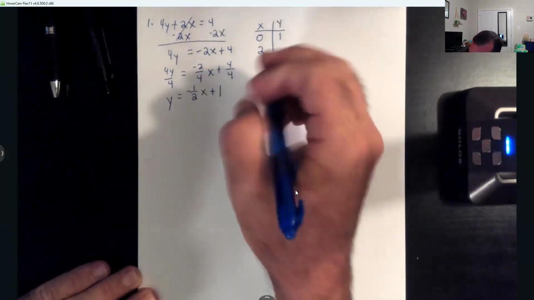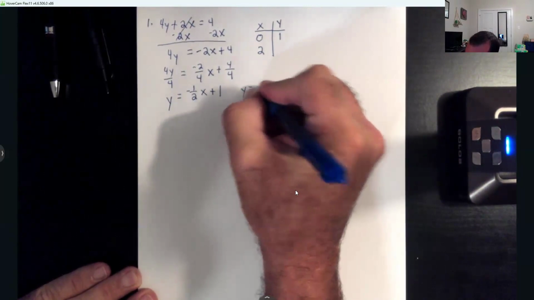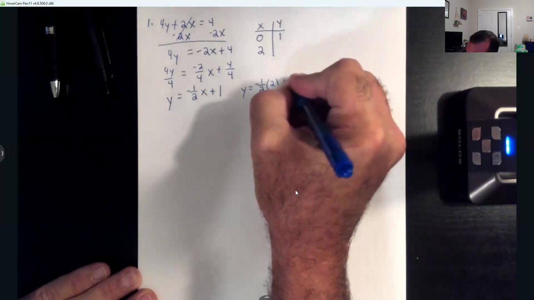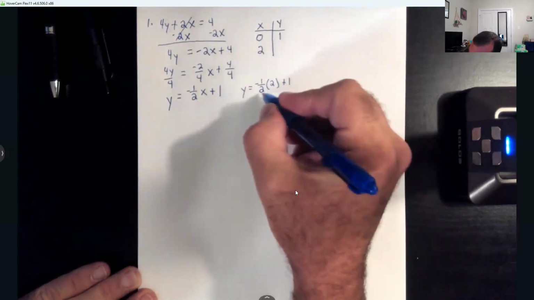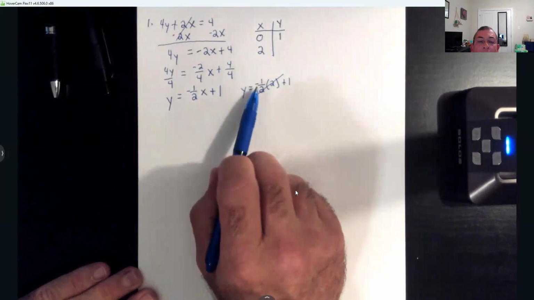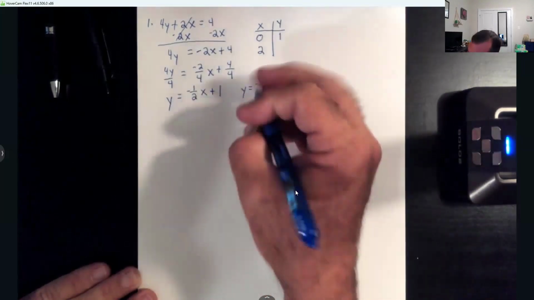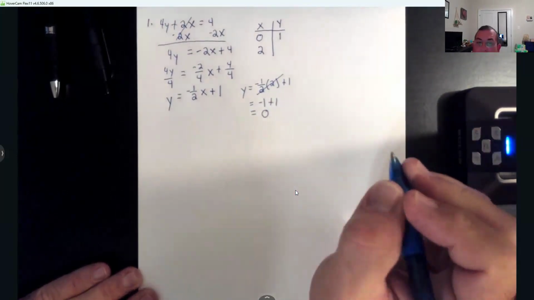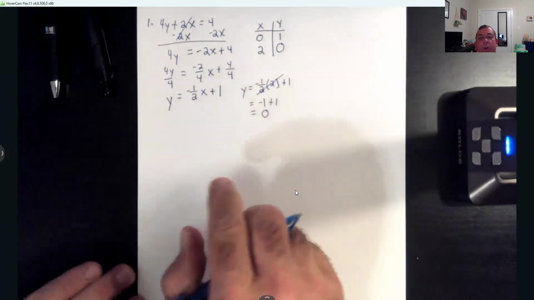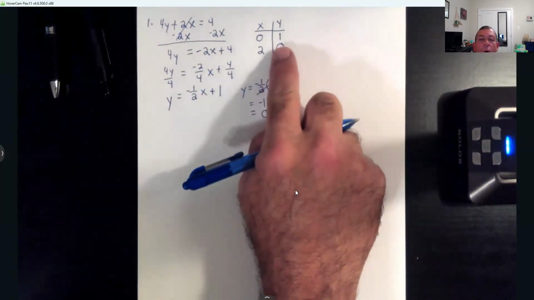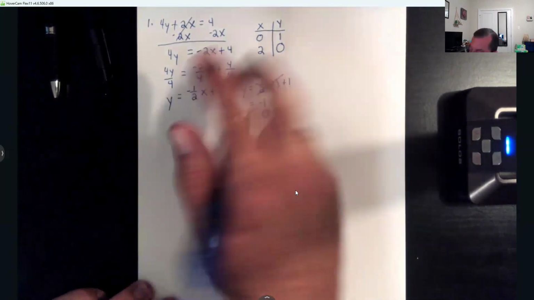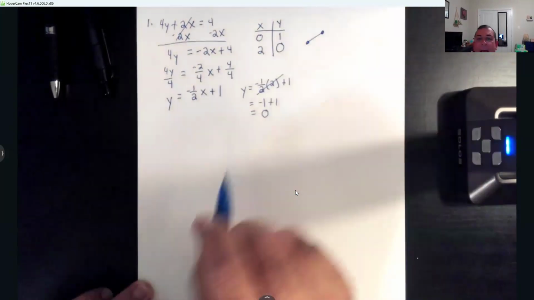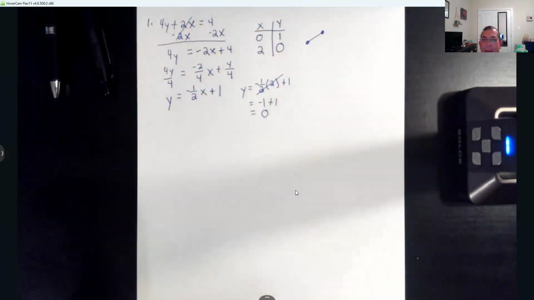Then I'm going to put my 2 in. And I'll actually show you what's happening when I put the 2 in. So I got negative 1/2 times 2 plus 1. Well, the reason I chose the 2 is because those will cancel. And I'm left with a negative 1 plus 1, which will give me 0. So the 2 points I'm going to plot in MATLAB are 0, 1, and 2, 0. Number 1, this one will be a straight line, so we'll use the line tool in MATLAB, okay?